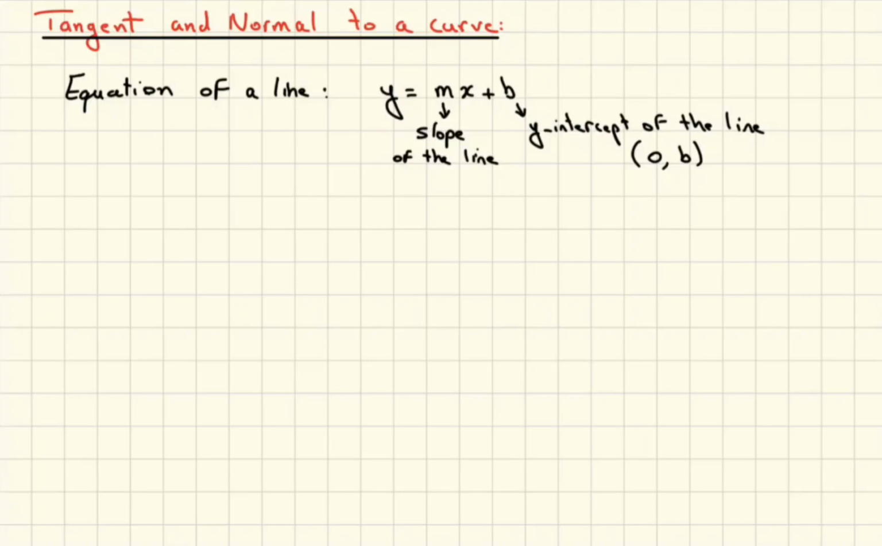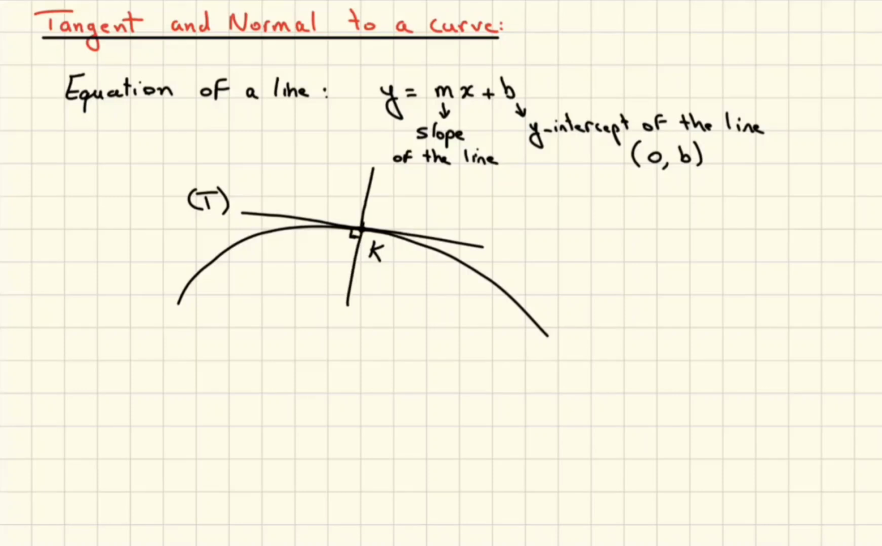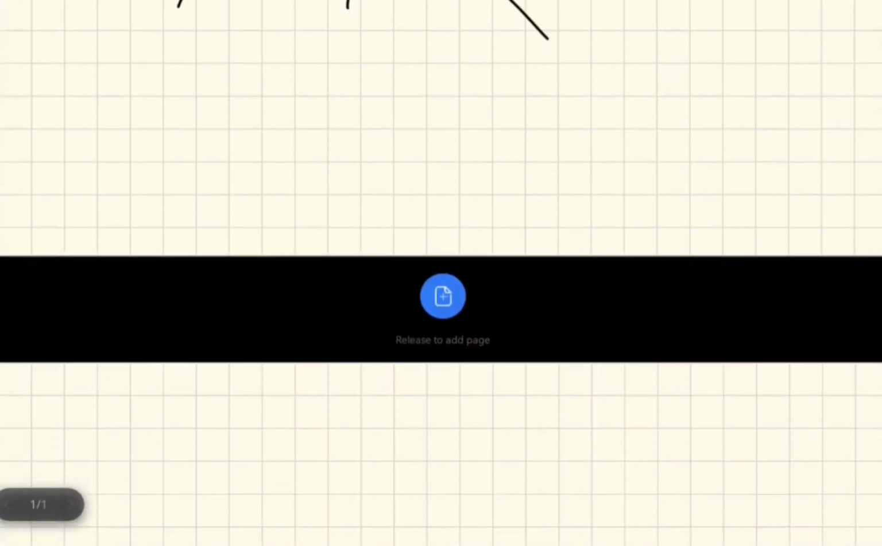Knowing this, if I have a curve and I have a tangent at a point, let's say k, so this is the tangent to the curve at the point k. When I'm talking about the normal to the curve at point k, it means it's a perpendicular line to the tangent at the same point k. So this is the tangent T and this is the normal N. Alright, let's see some examples.